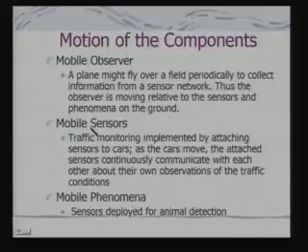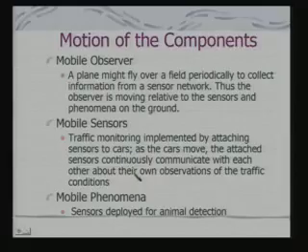Then you have got mobile sensors. Let us say, for example, a traffic monitoring system implemented by attaching sensors to cars. So, cars themselves are moving around. Cars can communicate with each other because they have got sensor nodes about their own observations of the traffic conditions. So, on the basis of that, you have to do the aggregation.